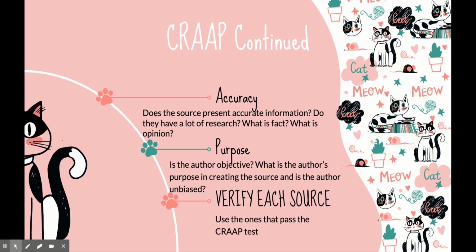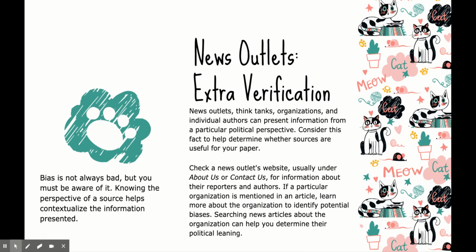Now, things like purpose, right? You might say something like, oh, this author is a little biased. It seems that they believe blank, blank, and blank. That's not necessarily bad, but it's something for you to acknowledge and to know. Okay. This kind of goes into extra verification for news outlets, any sort of news sources that you did. News outlets, think tanks, organizations, and individual authors present information from a particular political perspective. Consider this fact to help determine whether sources are useful for your paper.